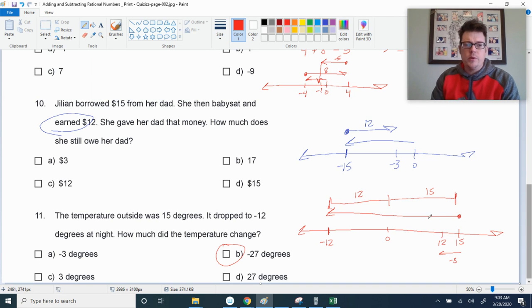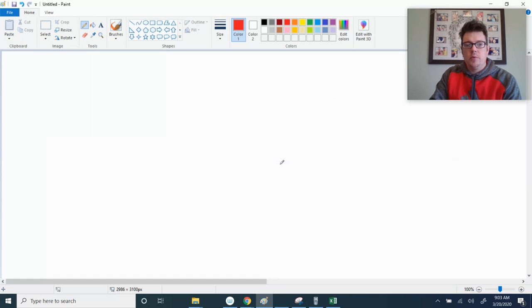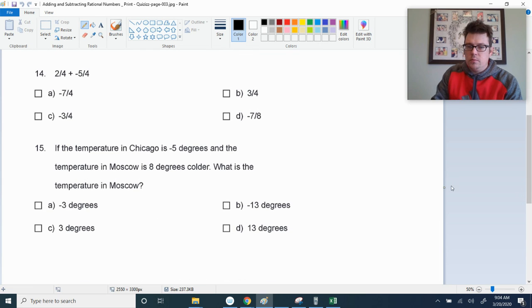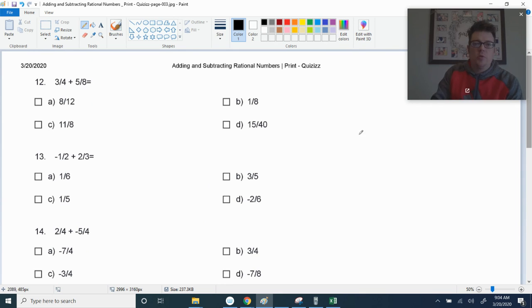It was negative. We dropped in temperature. All right, let's go to the last page. We're almost done here. So third set of questions from your quiz is on this section has some more fractions thrown at you. So let's look at those. Make myself a little space. And we're looking at number 12.